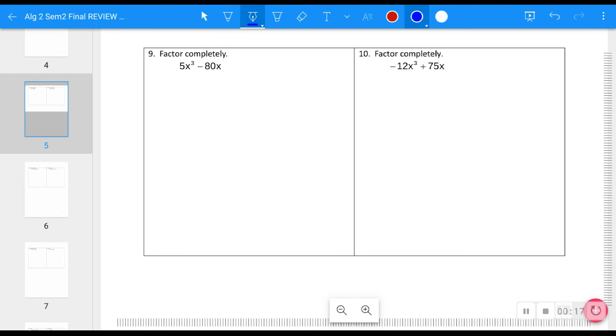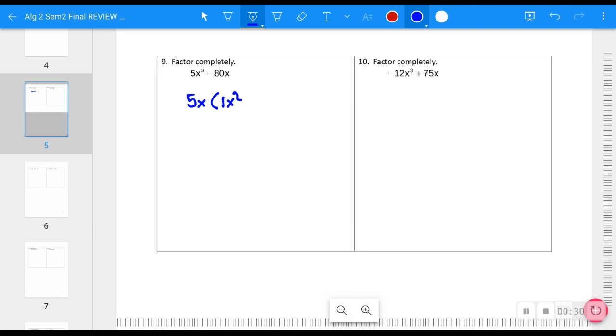You should always look for a GCF first. In this case, there's a 5 and an x in both of them. So when you take out that 5x, you end up with 1x squared. And then dividing 80 by 5, you get minus 16 there. Now the second half of that, the x squared minus 16, is what we would call a difference of squares.